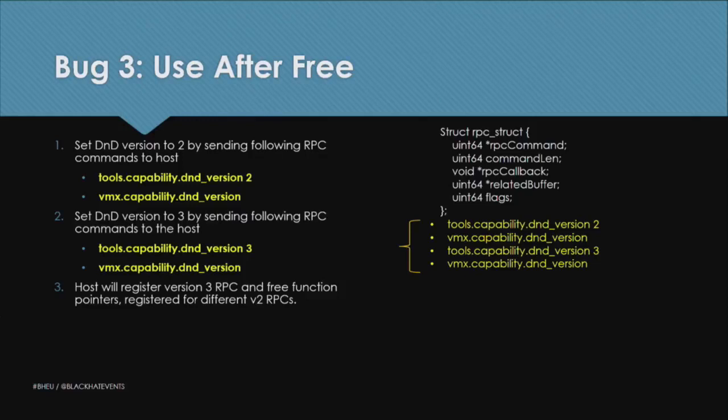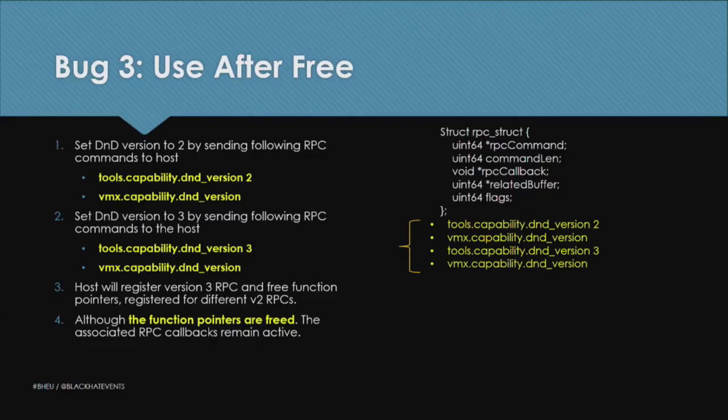So we have seen a use after free issue also got patched in VMware in recent days. This use after free POC is quite simple. What you have to do is send a certain sequence of RPC commands. First we need to set the DND version to 2 by sending these commands. And after the DND version is set to 2, we need to re-register the DNDCP version to 3.